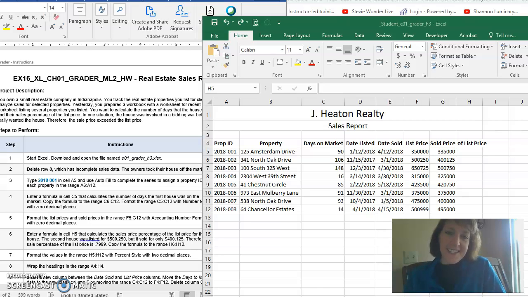Hi there, let's take a look at completing step number 6 in our Chapter 1 mid-level exercise. Step 6 tells us, enter a formula in cell H5 that calculates the sales price percentage of the list price for the first house. You can see on the screen I have my spreadsheet open for the Chapter 1 mid-level, and I'm active on cell H5.